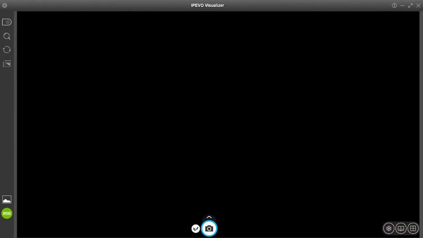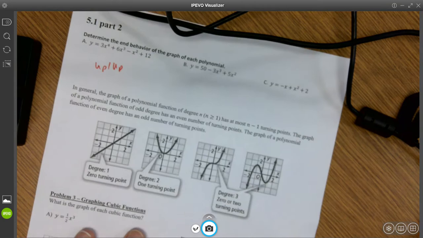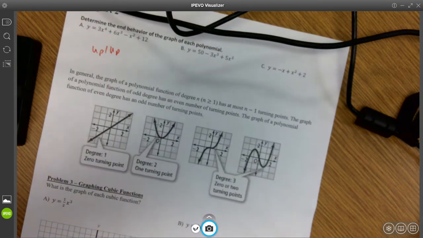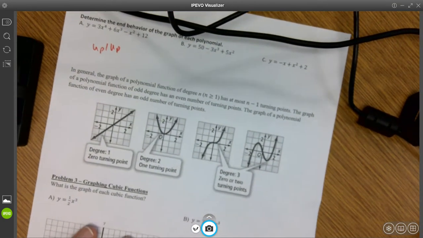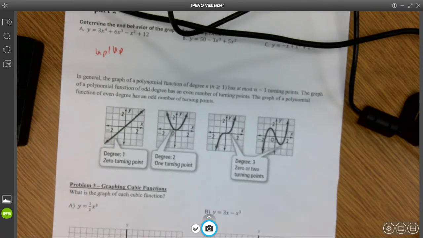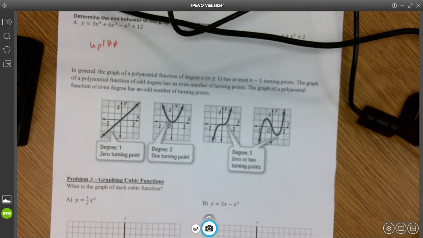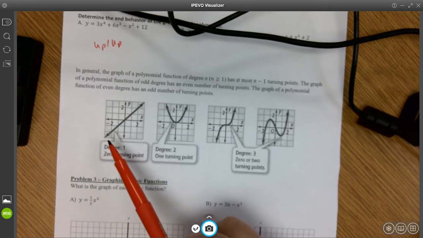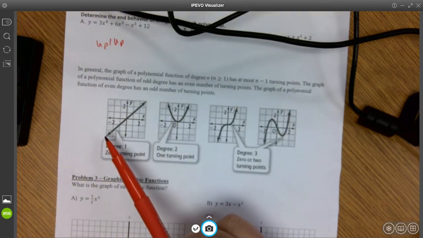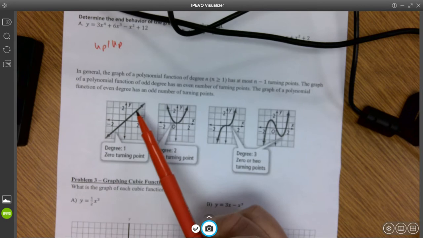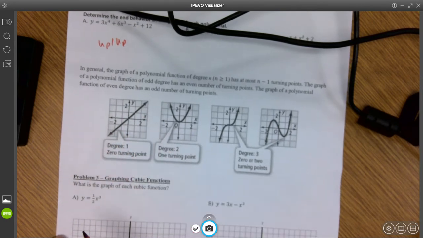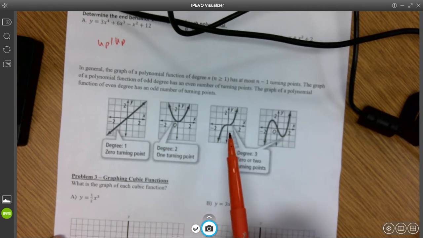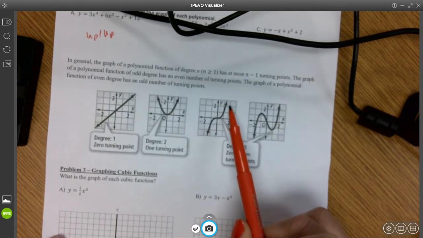Now, we're going to get into the actual part 2 part of the 5.1. So we actually have to talk about graphing. When we have these different degrees, the graphs will look a lot different. If you have a degree of 1, that's linear, which is basically all of the algebra you took. Degree of 2 is called quadratics. We're going to be getting into a lot of quadratics.